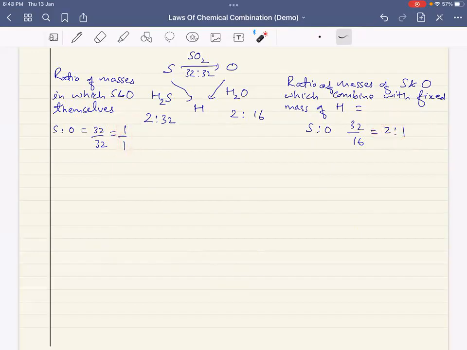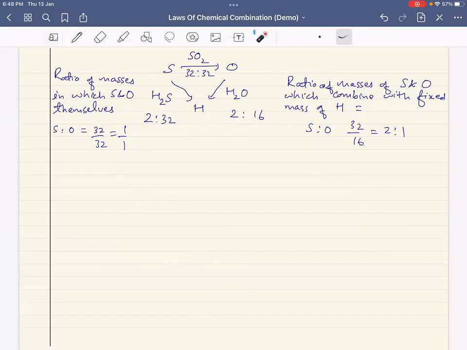Now let us go to the fourth law, that is Gay-Lussac's law. In the next video, we are going to see the remaining two laws. That is, the fourth one is Gay-Lussac's law and the fifth one is Avogadro's hypothesis. These are very simple laws. We'll complete these two very quickly in the next video.